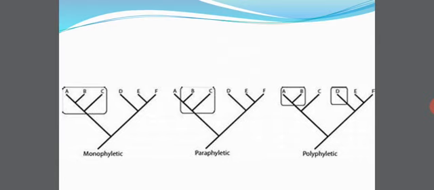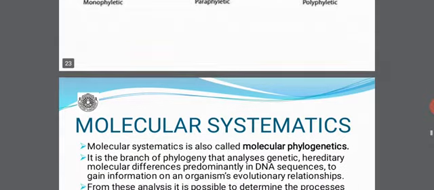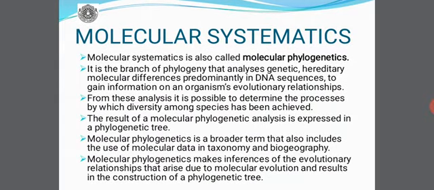And in paraphyletic, A is excluded here, which you can make out very clearly, and B and C have some common characters, hence they are grouped under one box. And in polyphyletic, it is very clearly evident that A and B have some common characteristics, and C is excluded from that group, and D is having some common character, and that leads to several lines of evolution, hence referred to as polyphyletic. Now coming to molecular systematics.